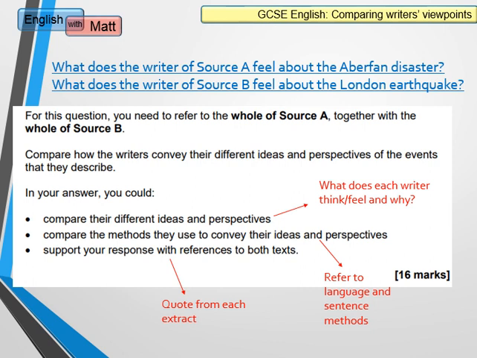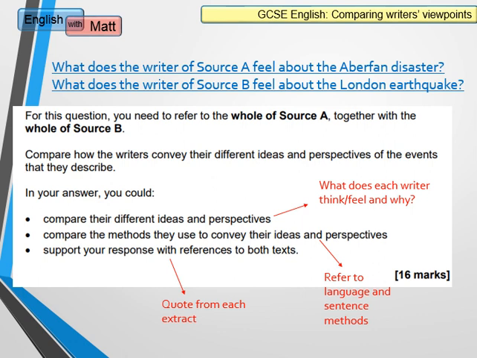You will get 3 bullet points under the question in the exam paper. The first is reminding you to talk about their perspectives and to compare them. The second is remembering to include the writer's methods to show us how they convey those perspectives. So that can be language techniques, sentence methods, and so on. But also the third bullet point is reminding us to quote evidence from the extracts.